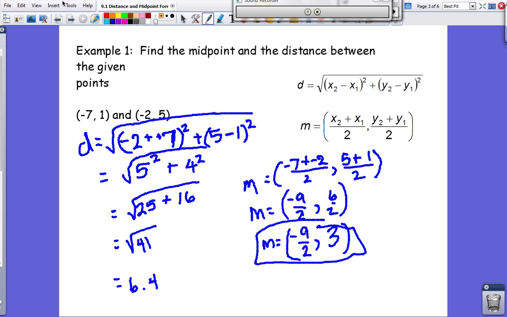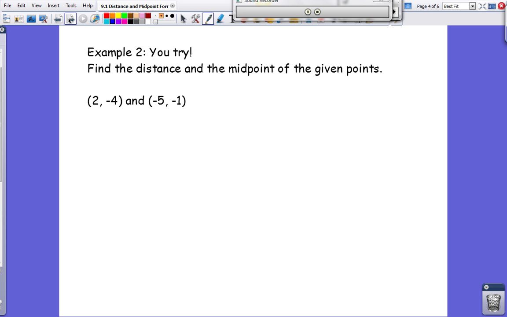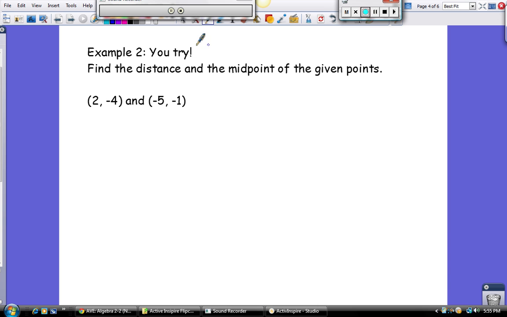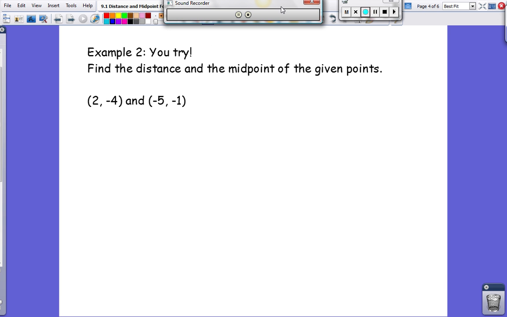All right. Next example. So this is example 2. So go ahead and try this one. Find the distance and the midpoint of those. And remember, the formula should be on your sheet.